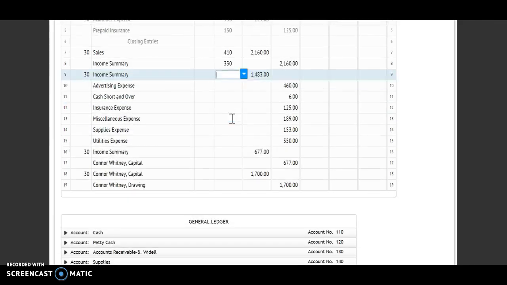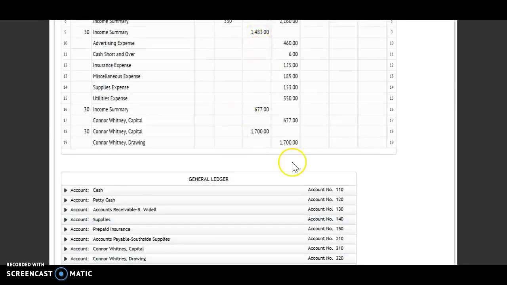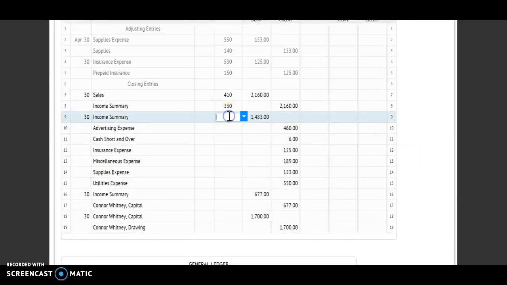Okay, next, again, I'm going to my income summary account. I do need to put in the new date showing that I have a new post, still on page 8. This time I have a debit and it is $1,483. I now need to find my new balance. So I have a credit and a debit, so I'm going to subtract. My credit number is larger, so that tells me I'm going to have a credit balance of $677. Account number 330 goes back up.